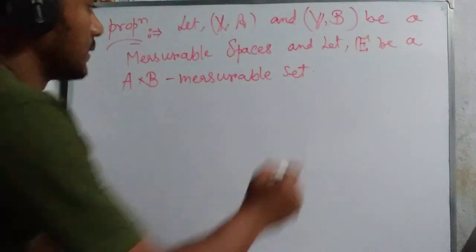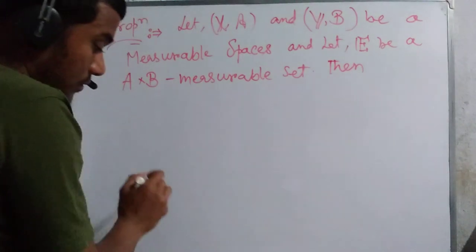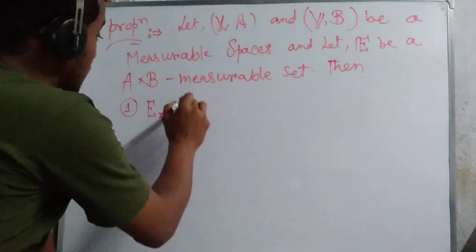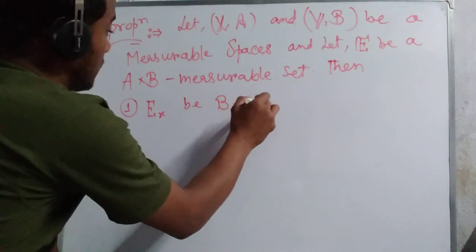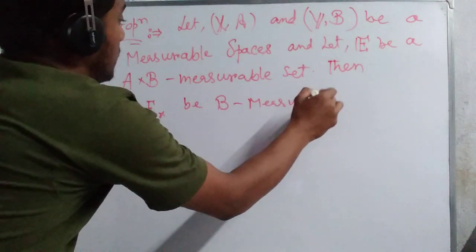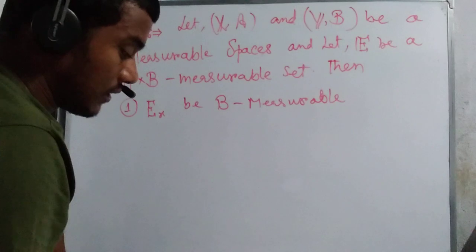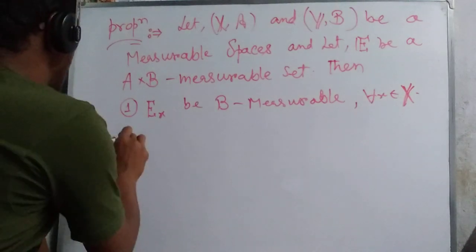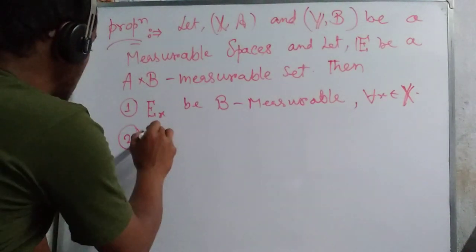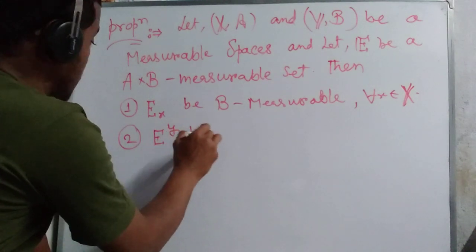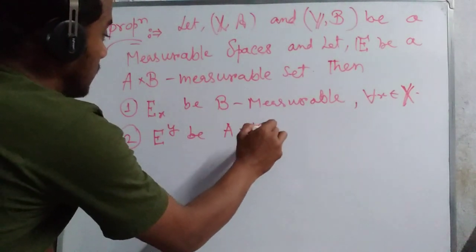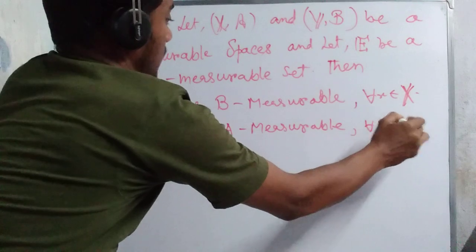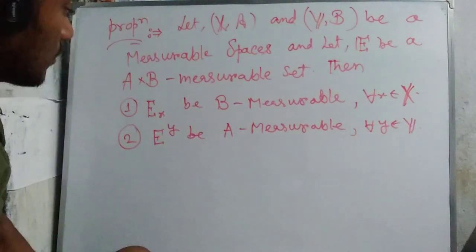Then what happens? First, E_x is B measurable for all x belonging to X, and second, E^y is A measurable for all y belonging to Y.